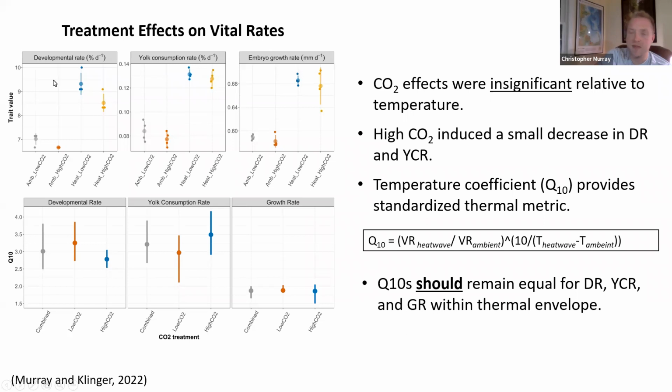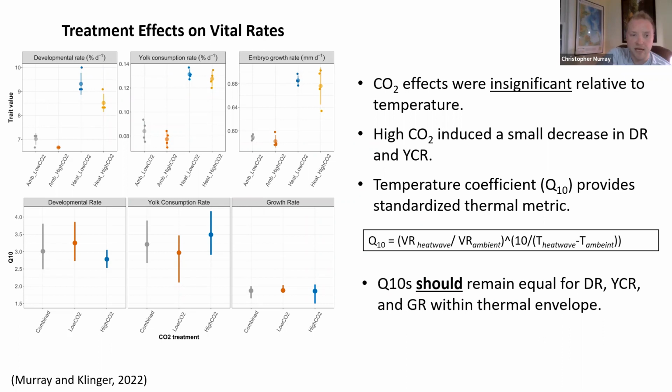And what you'll see here is, again, that temperature had the overwhelming effect. Embryos from the heat wave trial developed faster, consumed yolk faster, and grew faster than their conspecifics under the ambient. Again, no surprise. But the important note here is that CO2 had no significant effect on any of these three traits. It was completely temperature driven.